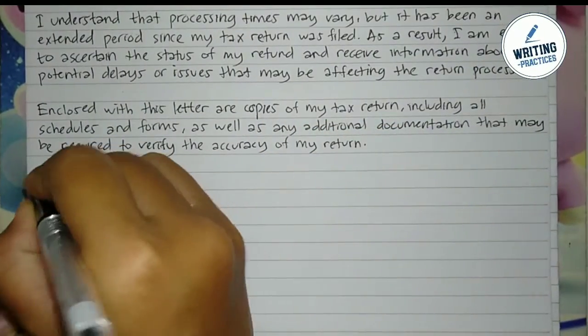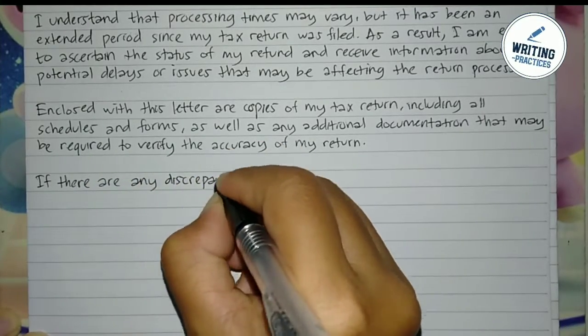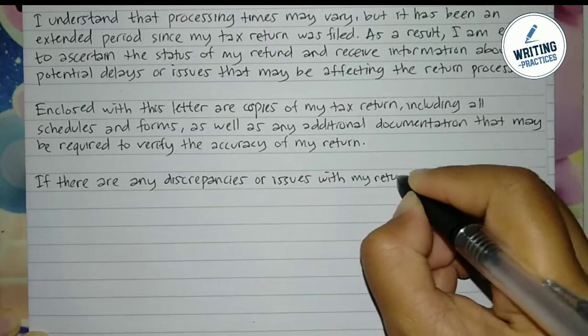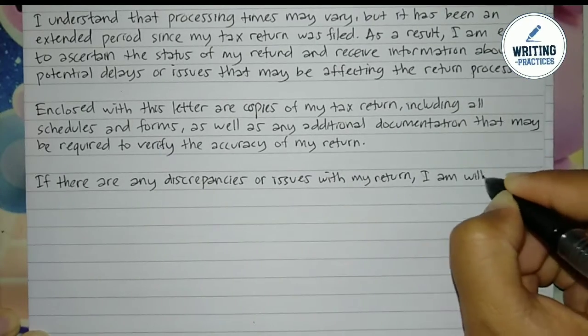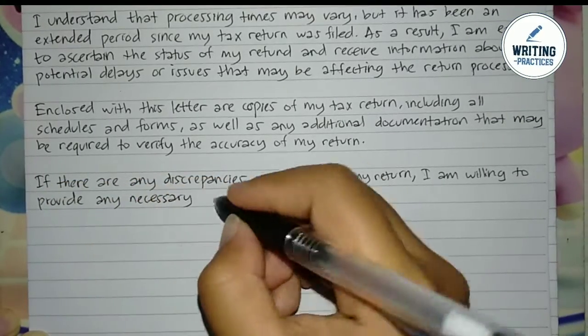In the fourth paragraph, indicate your willingness to provide further documentation if necessary. You may write something like, if there are any discrepancies or issues with my return, I am willing to provide any necessary documentation to resolve them promptly. And then, you can give your contact information.